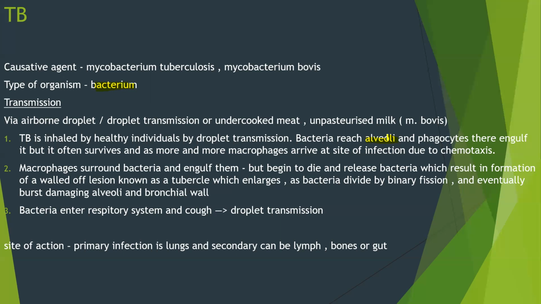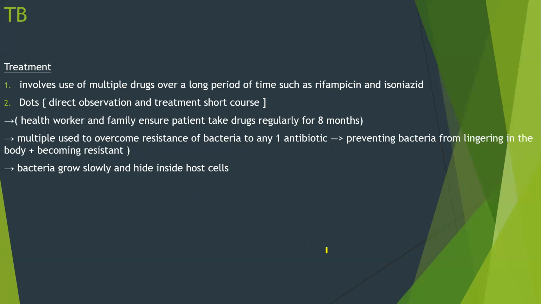There's also antigen concealment, as we talked about in malaria, when the white blood cells are not able to bind to the antigens and stimulate the immune response again. So those two issues are what make TB troublesome. So the main site of action is in lungs, and then it can also happen in the lymph, bones, and gut. So treatment usually involves use of multiple drugs, and like I said, it must be done over a long period of time. And drugs that are usually used are rifampicin and isoniazid.